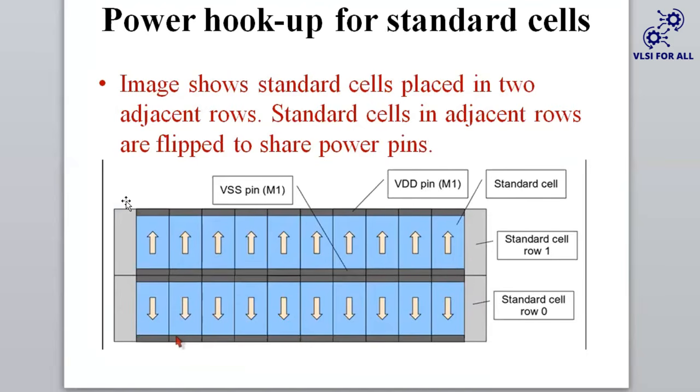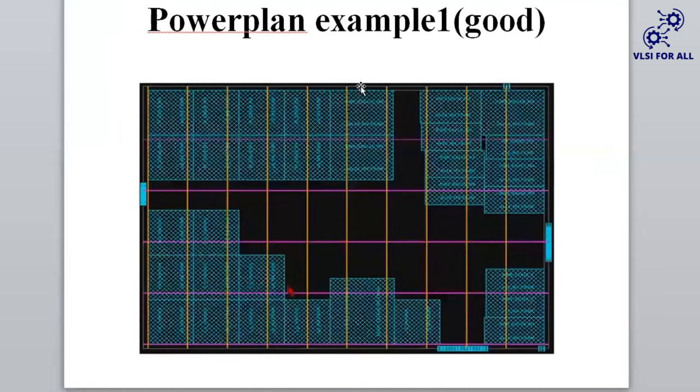How does the power hookup work for standard cells? The image shows standard cells placed in two adjacent rows. Standard cells in adjacent rows are flipped to share the power pins. In this power plan example, we say this is a good power plan. We tell a power plan is good when it meets our requirements, like IR drop and EM requirements. Since I'm not touching those two problems, we are only telling how power has been distributed around this chip.